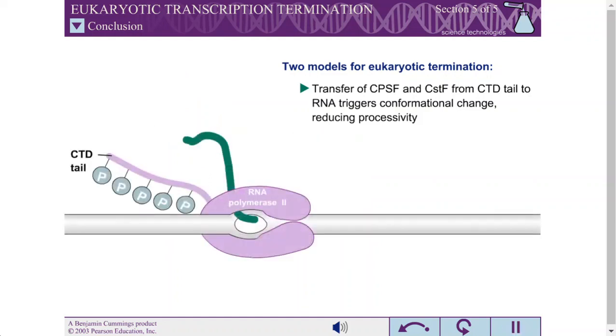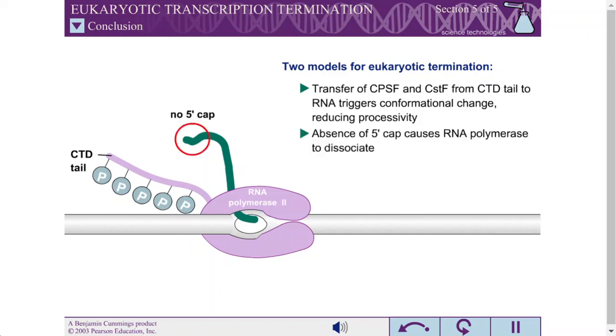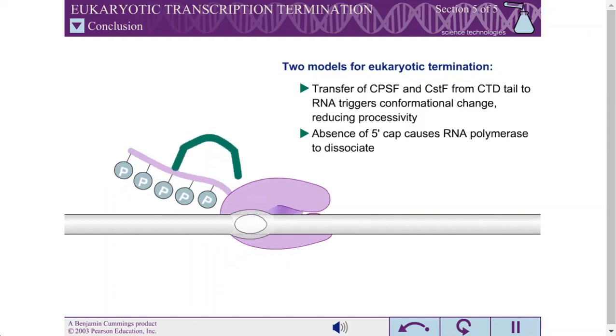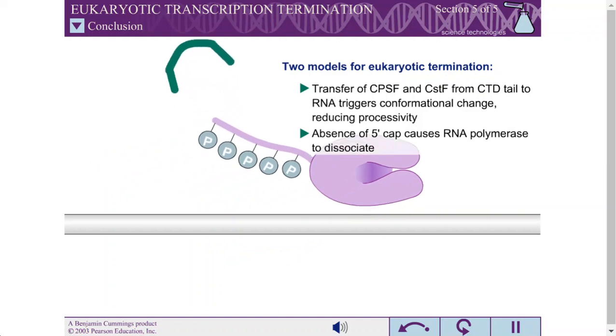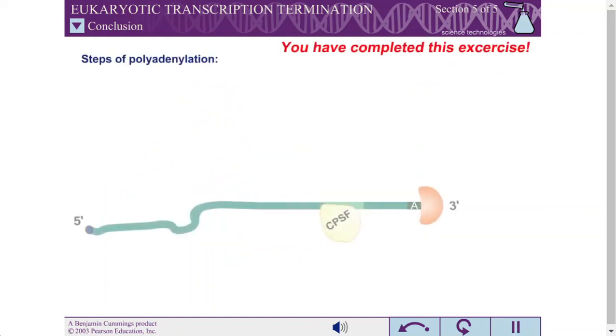The second model for eukaryotic termination states that it is possible that the absence of a 5' cap on the second RNA molecule is sensed by the RNA polymerase, causing the polymerase to dissociate. You have completed this exercise.